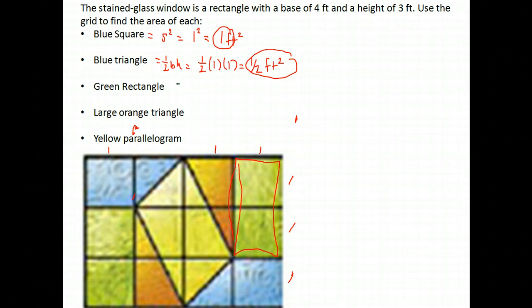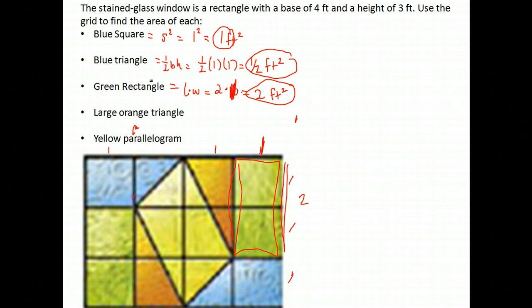Okay, so to find the area of a rectangle, we do length times width. The length of our rectangle, it looks like, is 2 squares, so it's 2, and its width is 1 square. So we have 2 times 1, which is 2. So the green rectangle has an area of 2 square feet.